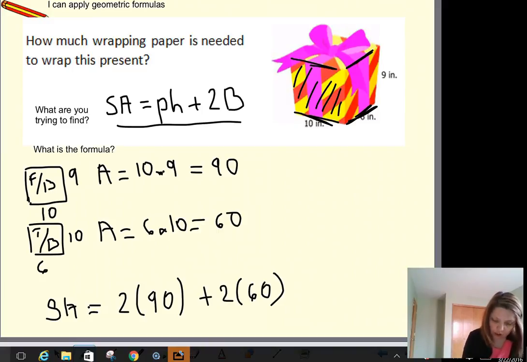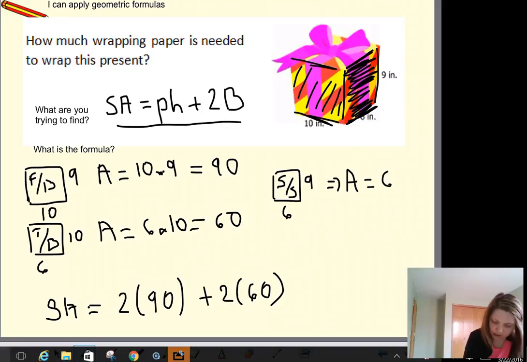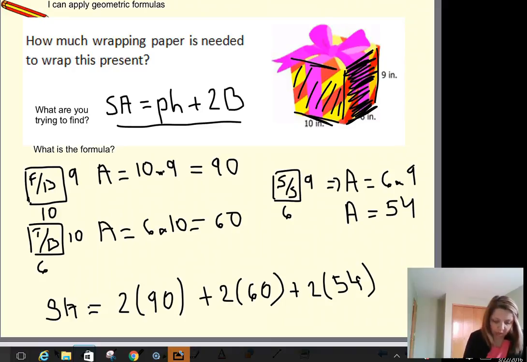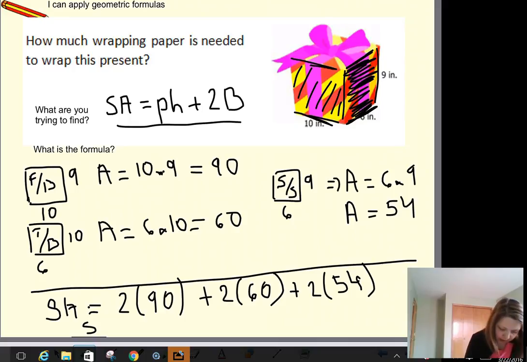And the final rectangular shape that we want to calculate will be the side. Okay, the side will be this one over here, and there is another side on the other side of the shape. So we have another 6 and 9, and from here the area will be 6 times 9 inches. So 6 times 9 is 54. So it will be plus 2 times 54. Okay, well, once you set up this whole long formula, the next thing is to finalize the calculations.